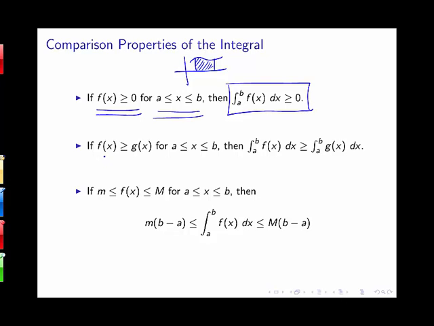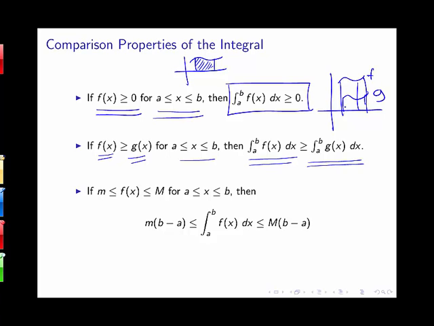Another property that we have is that if f is bigger than g over the whole interval, then the integral of f will be bigger than the integral of g. So if f lies above g, then the area under f, this is f and this is g, will be larger than the area under g. So this is the area under g, and then the area under f would include all of that plus some.